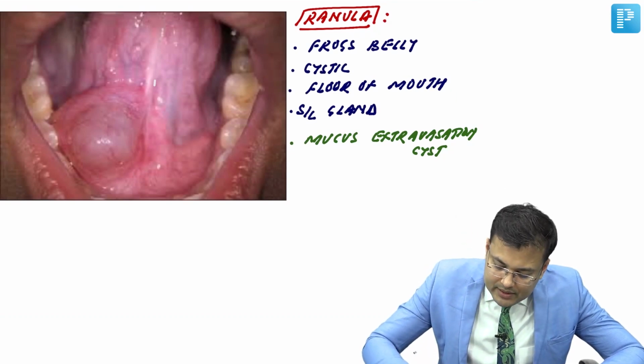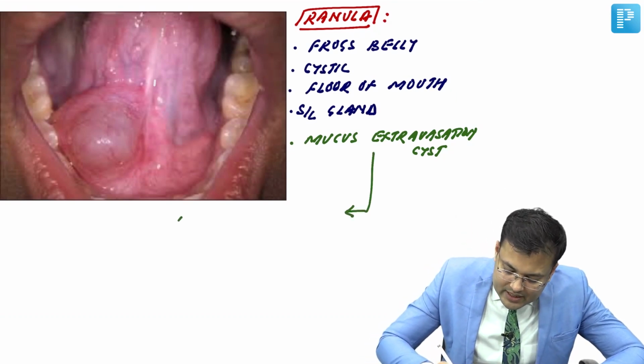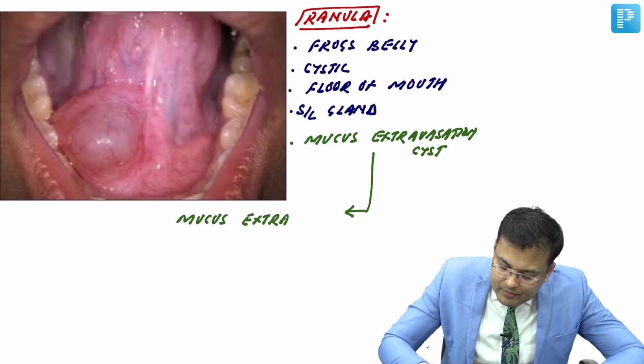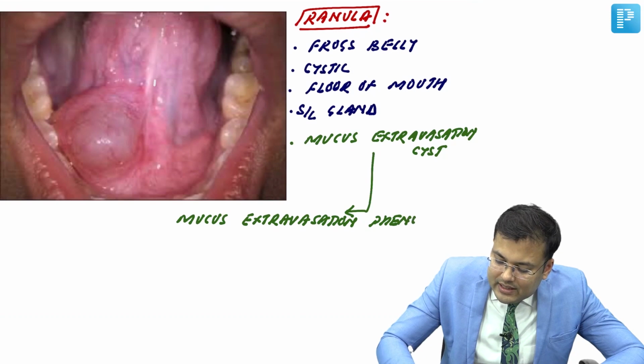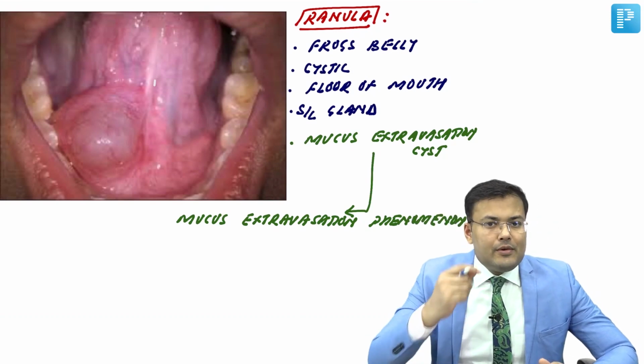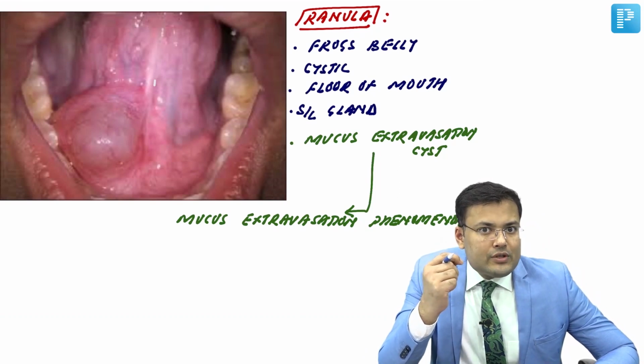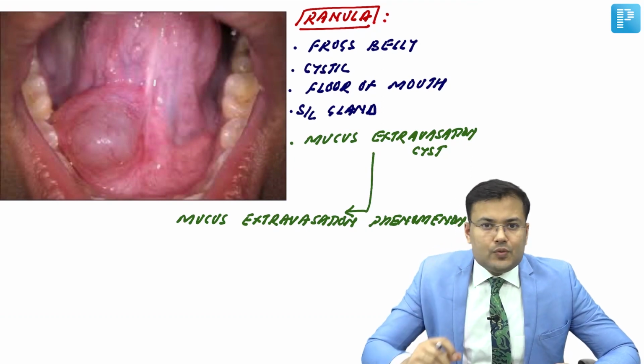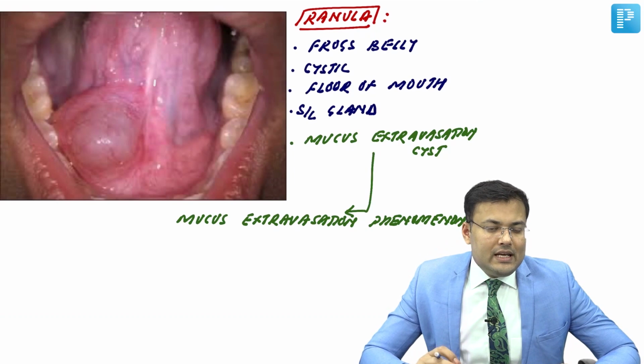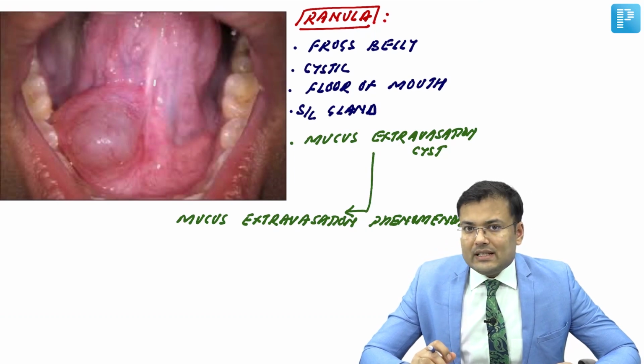So what's the problem here? There is mucus extravasation phenomenon. It is associated with mucus extravasation phenomenon. There is extravasation of mucus or mucin. Why? Because of local trauma or rupture. And this extravasated mucin in the surrounding tissue is lined by granulation tissue or fibrous tissue, leading to this cyst that's known as ranula.